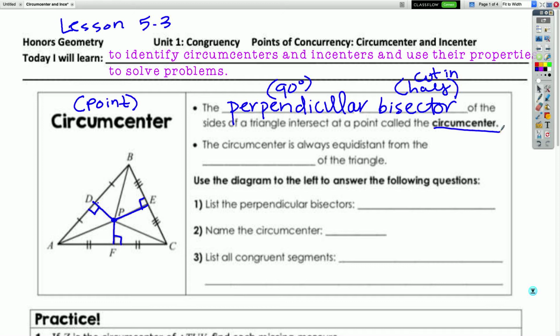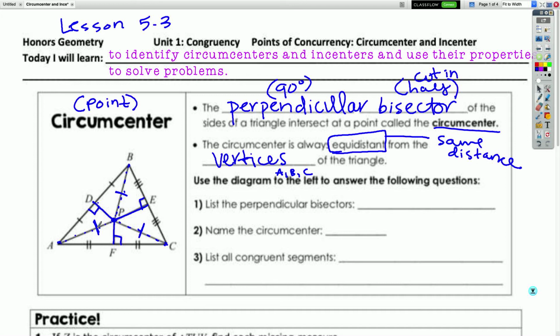A lot of new vocab here. So the circumcenter is always equidistant. Think about what that word means. Equidistant means the same distance from the vertices. Vertices is just the plural of vertex. So if I look at the vertices of that triangle, that is points A, B, C. So they are equal distances here. So if you think about equal distance, that would be congruent segments. So I'm going to mark 3 congruent segments there.